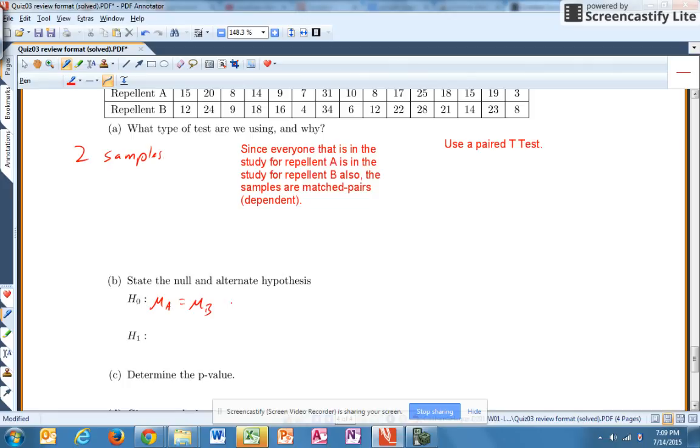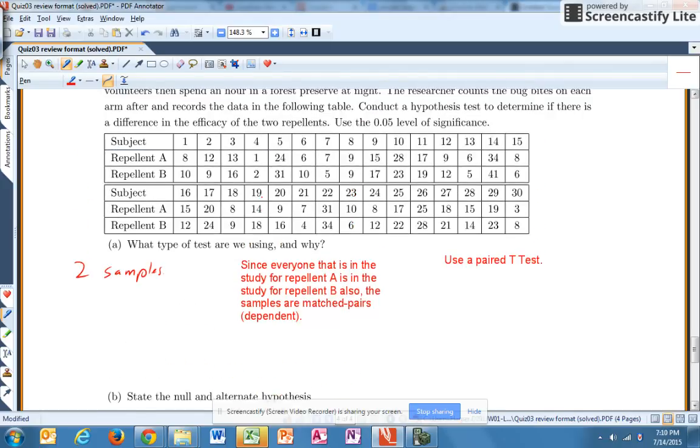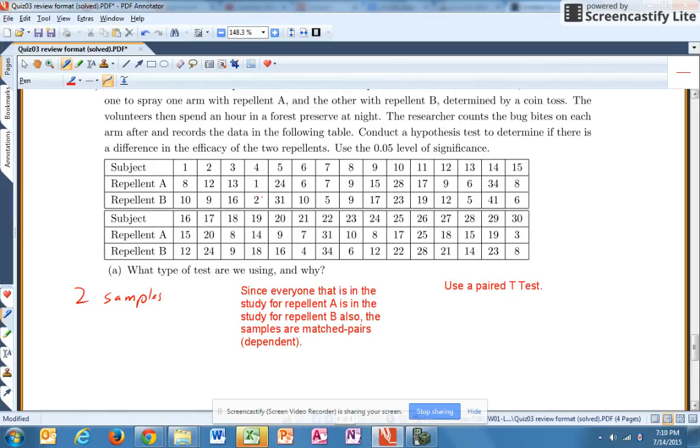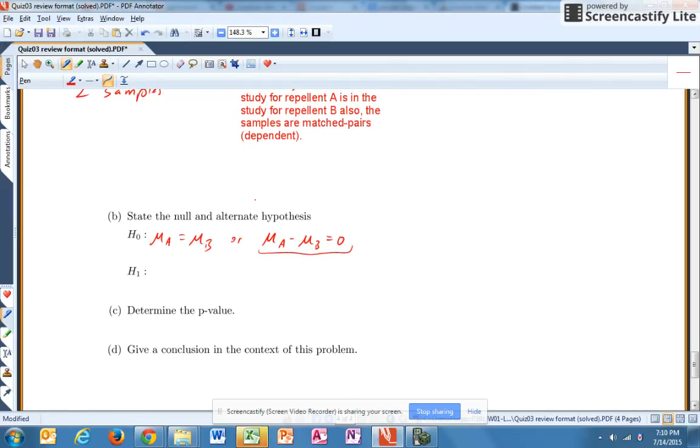Or another way to write that is that the mean for repellent A minus the mean for repellent B is equal to 0. And that's how we're going to do a t-test, because we have to deal with just one set of data in a t-test. We're going to look at the difference of the two means and say that's 0. What the researcher is trying to see is if there's a difference between the two bug repellents. So we're going to say that the mean for repellent A minus the mean for repellent B not equal to 0 is what we're trying to show.